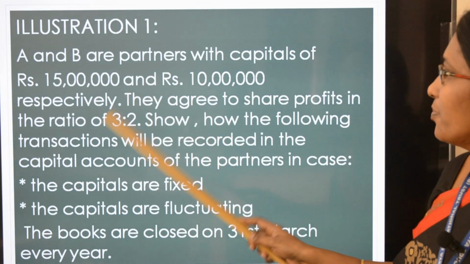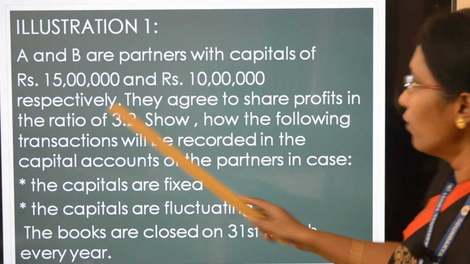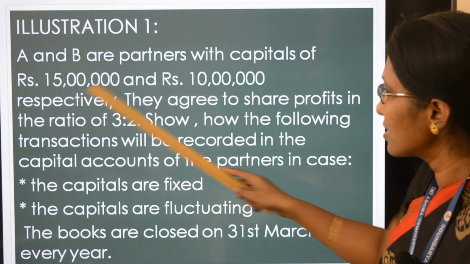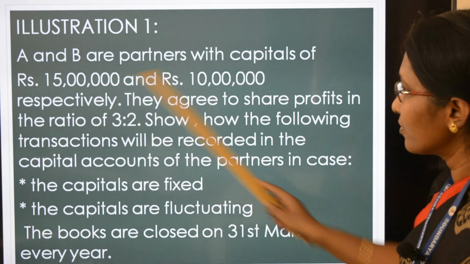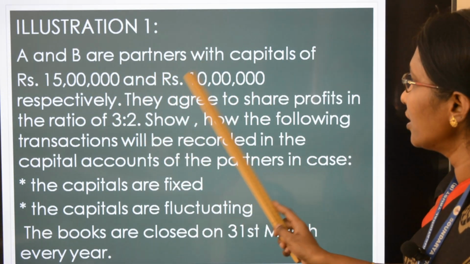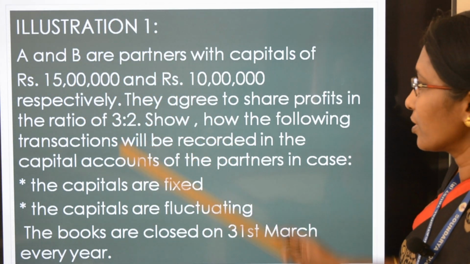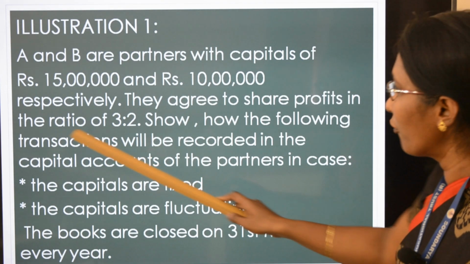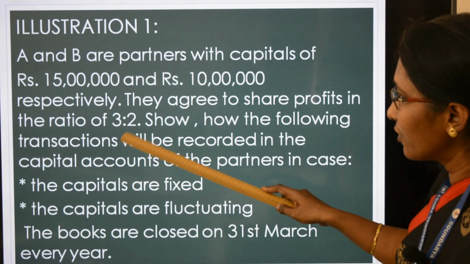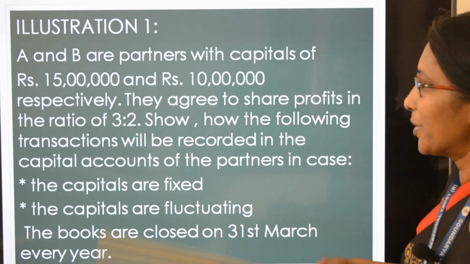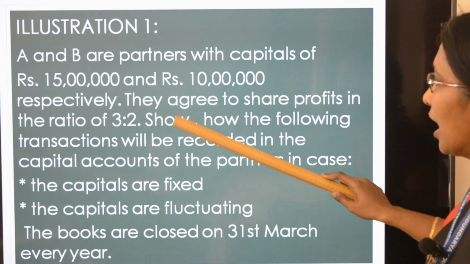In this problem, A and B are partners with capitals of rupees 15 lakhs and rupees 10 lakhs respectively. These two values are what? Capitals of partners A and B. They agreed to share profits in the ratio of 3:2. This ratio we don't use in partners' capital or current account. We do use this in the P&L appropriation account.